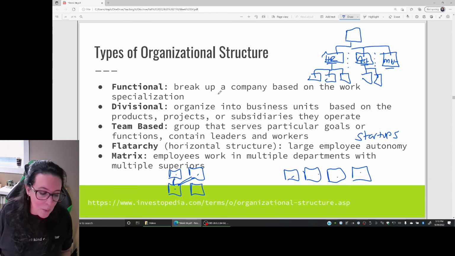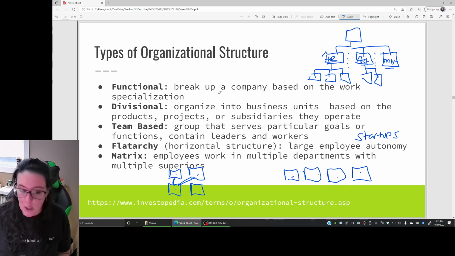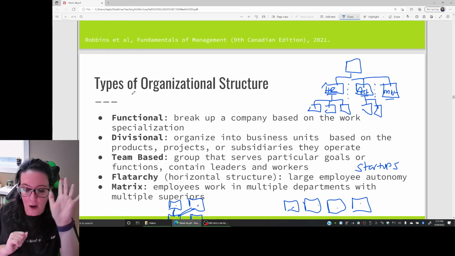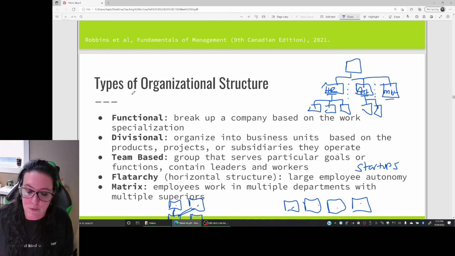So you can decide what type of organizational structure that you want based on those characteristics we talked about so far, the 5 characteristics we've talked about so far.